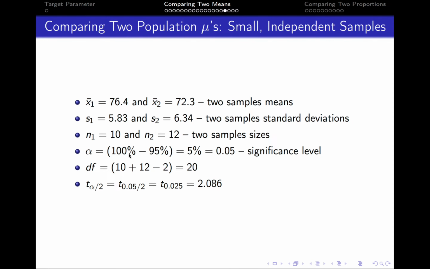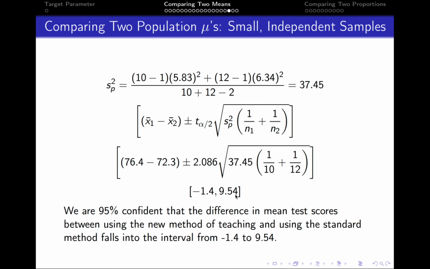And knowing the degrees of freedom and the significance level, we can get the critical t-value at the significance level of alpha over 2, so 2.5%. And if we use the table, we will see that the value that corresponds to 2.5% and 20 degrees of freedom is 2.086. So when we substitute everything into the formulas, we will get the following. So first we need to calculate SP squared.